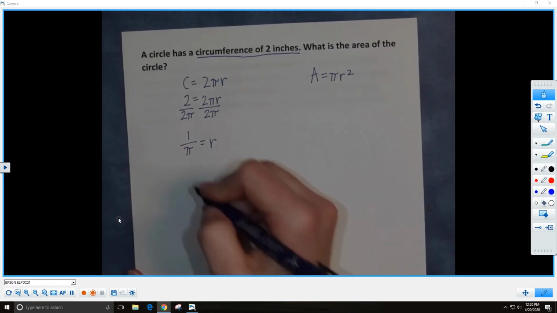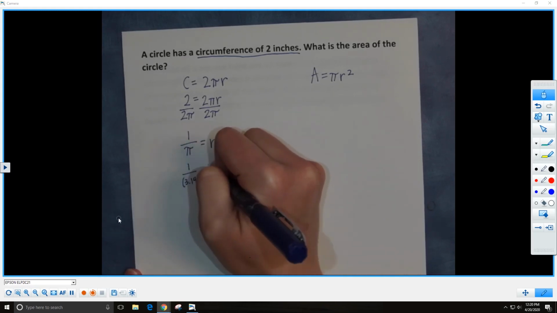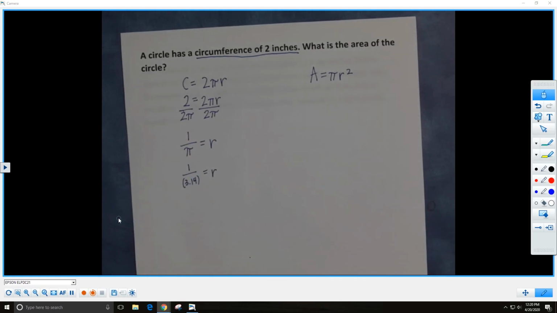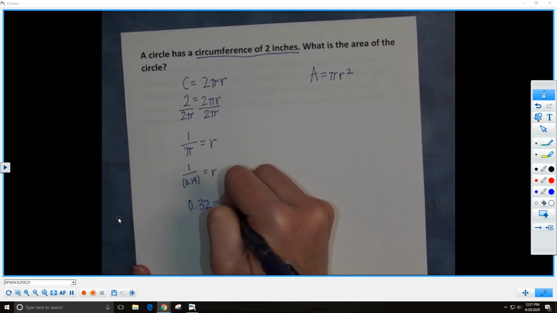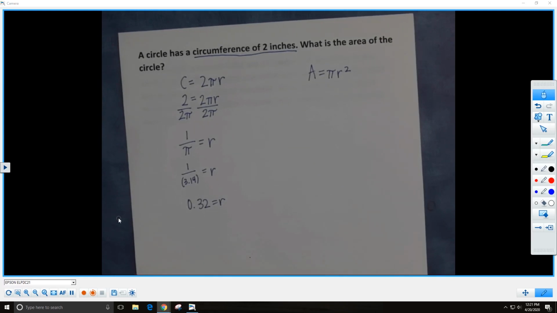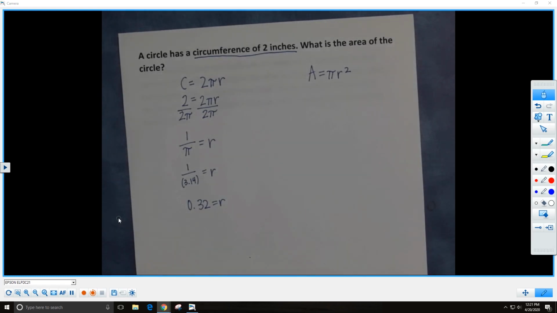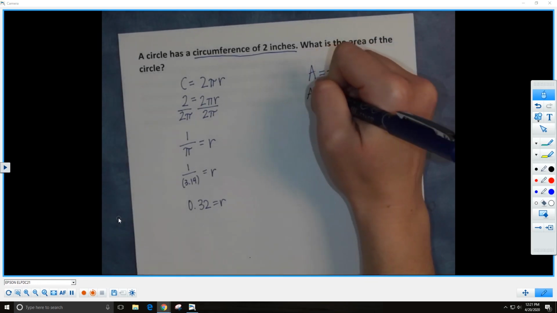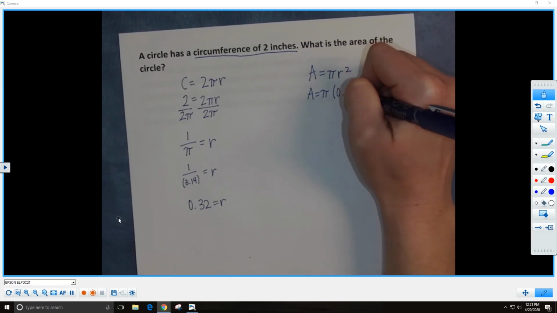We are going to use 3.14 as our approximation of pi. So sticking that in my calculator and doing 1 divided by 3.14, I get 0.32 as the approximation for my radius. Now that we know the radius, we can use the formula for the area of a circle, which is pi r squared. We're going to substitute that radius that we just found in place of r, which was 0.32.